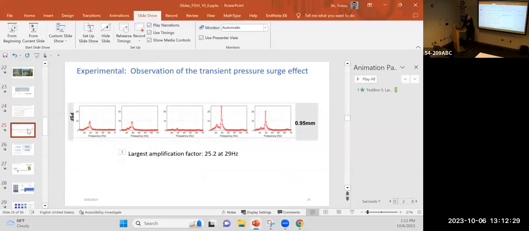The amplification factor changed. It cannot be well understood by the standing wave, because the angle of the incident wave changed, and the input power also changed.